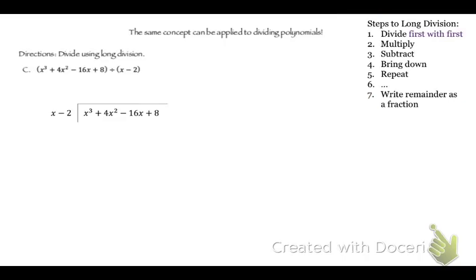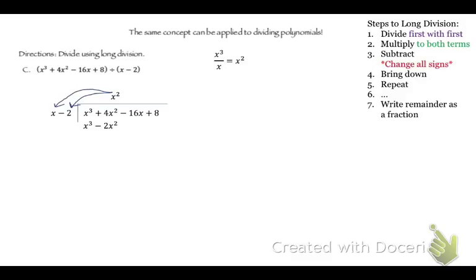And you divide first with first. So I'm going to take the x cubed and divide it by the x, because first with first. X cubed divided by x, I think I said x squared before, sorry. But x cubed divided by x is x squared, and that goes on top. Now I'm going to multiply to both terms. So x squared times x is x cubed. X squared times negative 2 is negative 2x squared. Now we're going to subtract, and we're going to change all the signs. So I'm going to change that first one to a subtraction, second one to an addition.